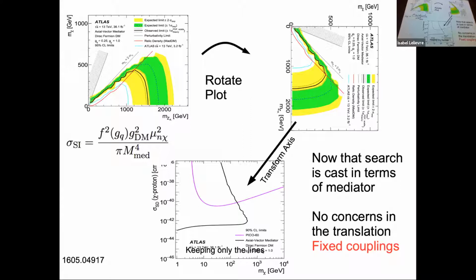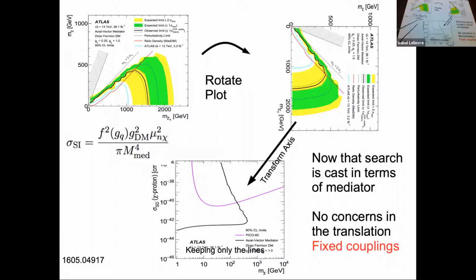This is the cross section for low mass scattering, spin independent. With our simplified model, we can write this as just the coupling to dark matter squared times a function of the coupling to the standard model. This is a function based on the quark content in your proton, divided by the mediator mass to the fourth and some prefactor.